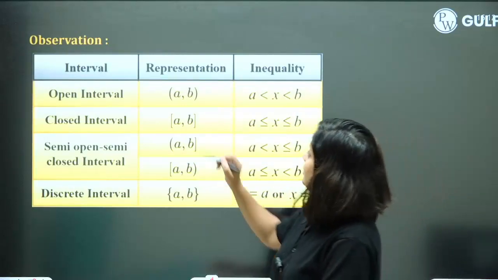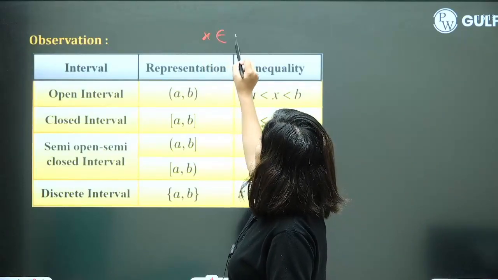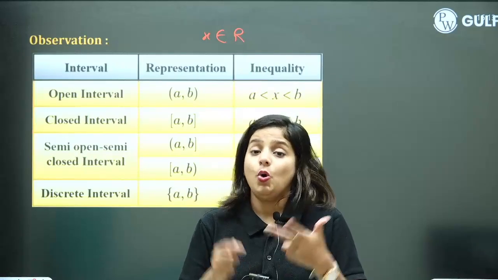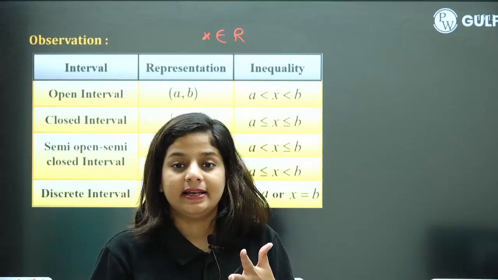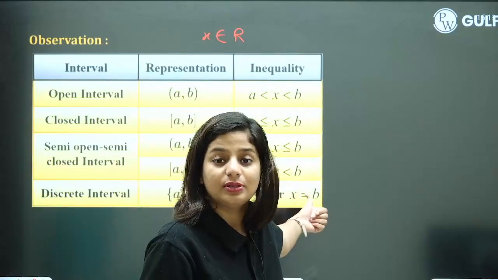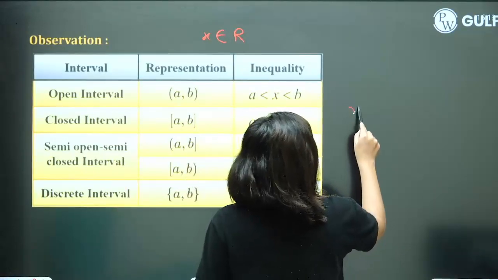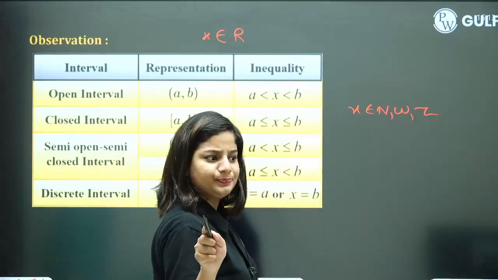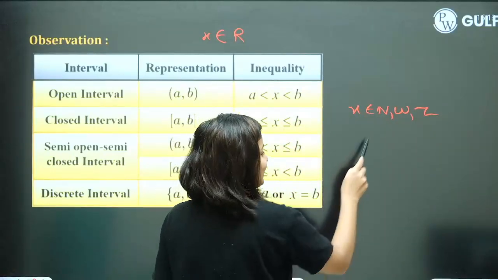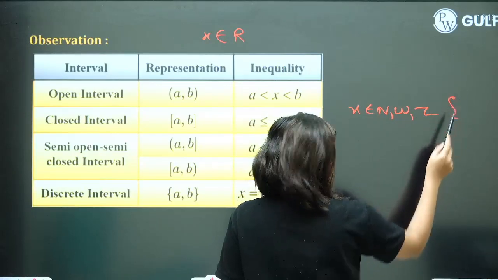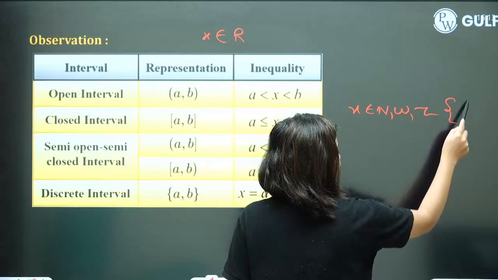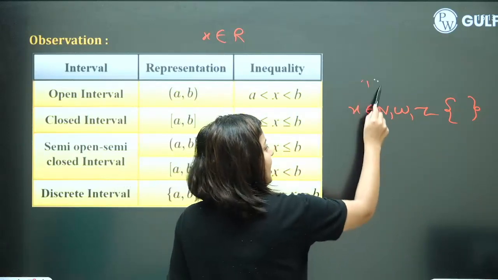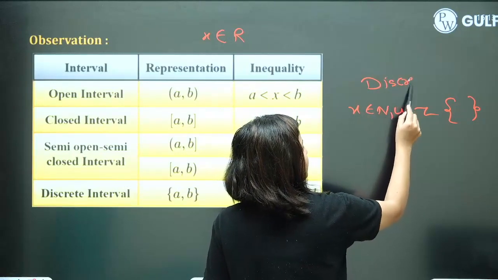When is this interval used? Everyone mind it, only when your X is a real number. If it's natural or whole number or integers, then we will not use such intervals. In those cases, if X belongs to natural number, whole number, integer, what do we use? We use curly brackets. They are called discrete values.